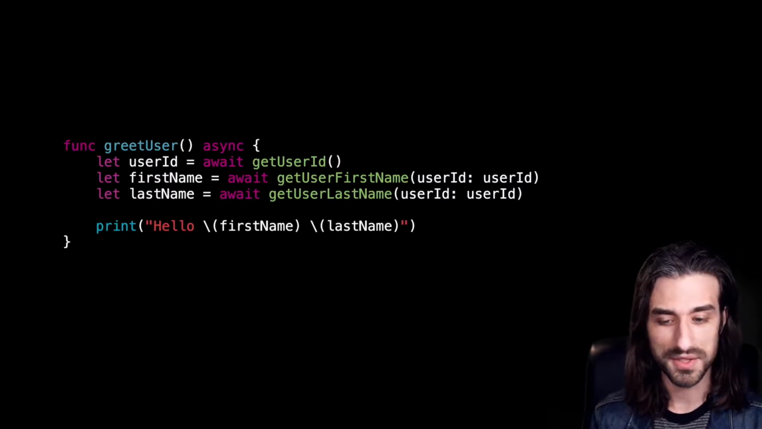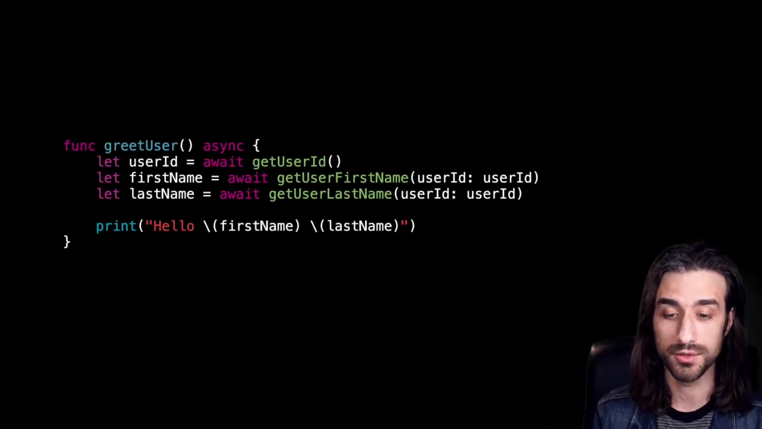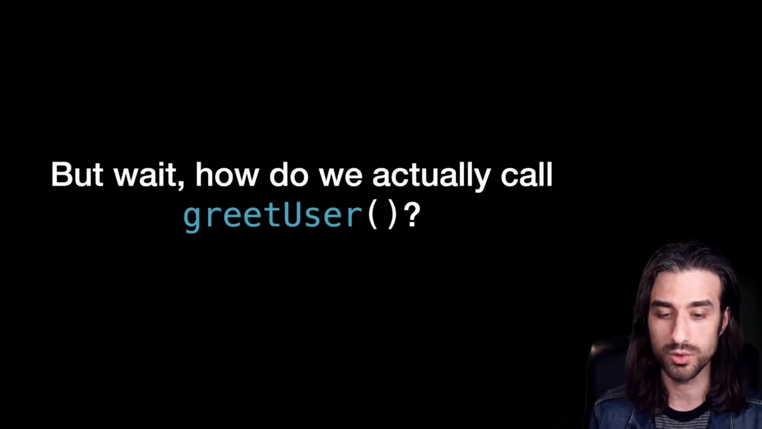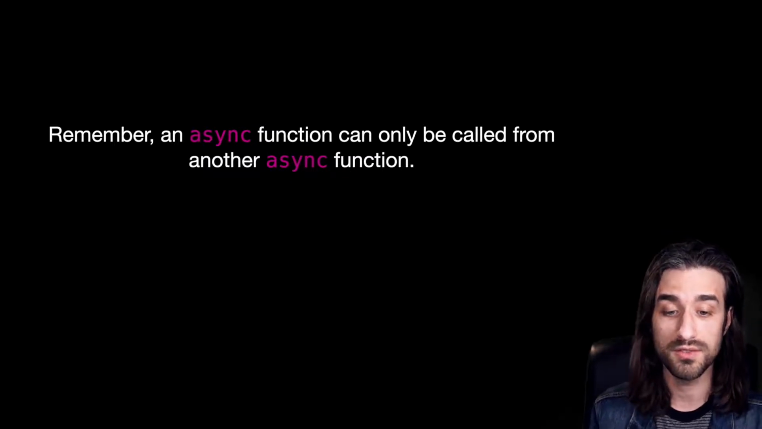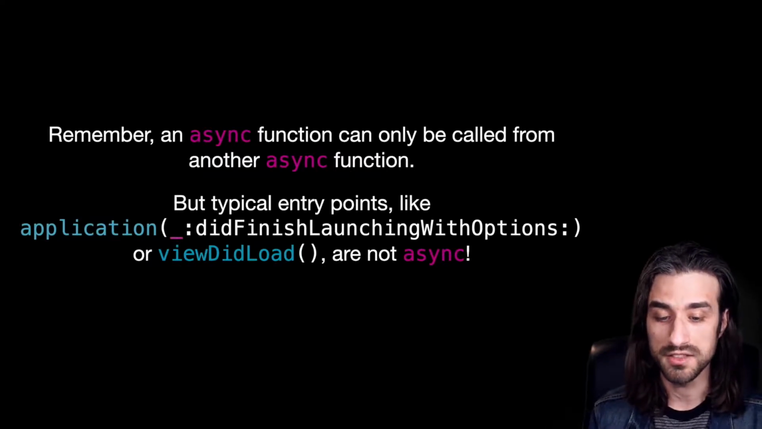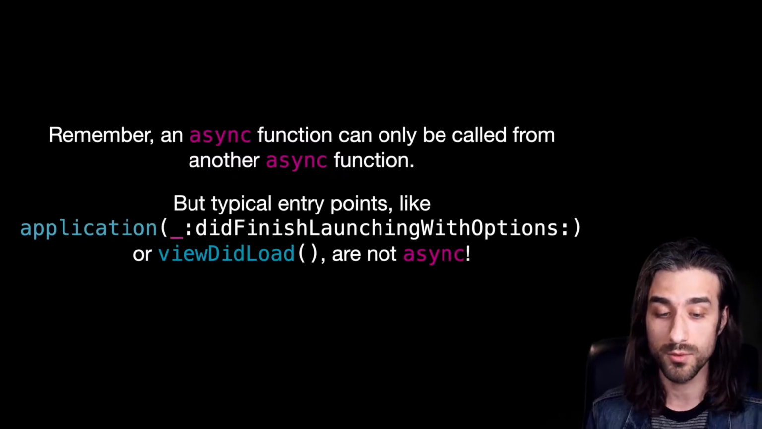However, if you remember what I said earlier about the fact that we can only call an async function from another async function, you might be wondering: the function greetUser is marked as async. How are we actually going to call it? Because as I've said, an async function can only be called from another async function. And all the typical entry points that we have in iOS, methods like application didFinishLaunchingWithOptions or viewDidLoad, are not async at all, and they're not going to become async. They are synchronous methods. So how can we deal with it?